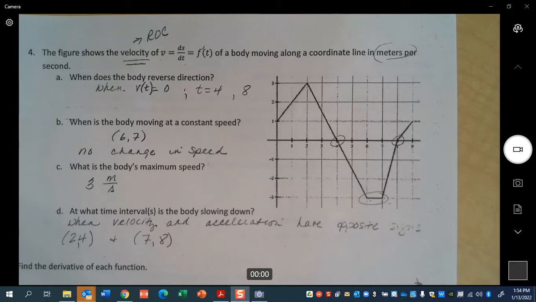What happens here? This is where my velocity is equal to 0. This is where my particle runs out of energy and starts to fall. So that's what happens here. The particle reverses direction when my velocity is equal to 0.